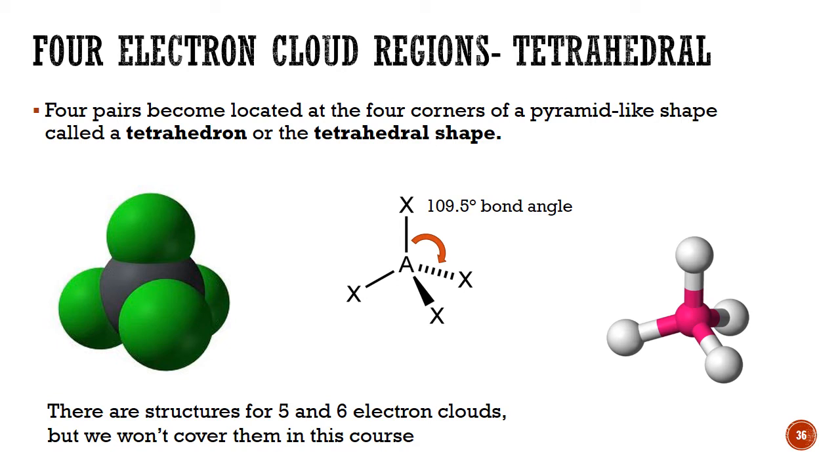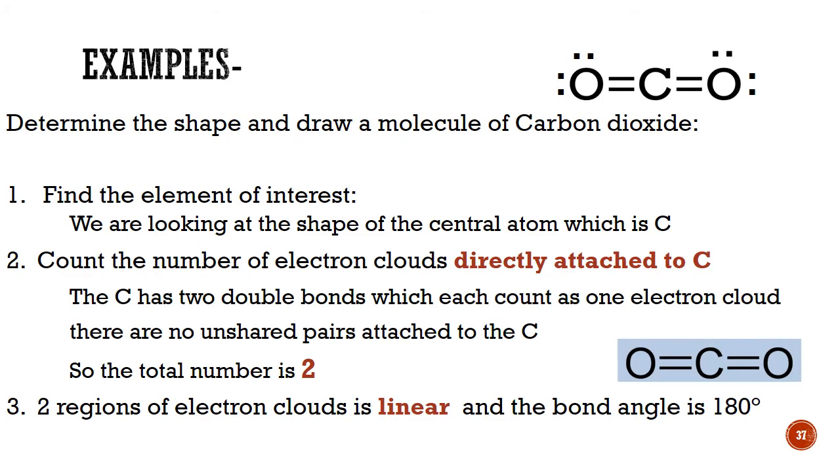And so on the farthest right, you can see a molecule that has 4 things attached to a central atom, has this tetrahedral shape. Now, there are structures for 5 and 6 electron clouds, but we're not going to cover them in the course. They get even more complicated 3-dimensionally, but we're just going to stick with 2, 3, or 4 because those are kind of our standard molecules. All right, so let's look at some examples.